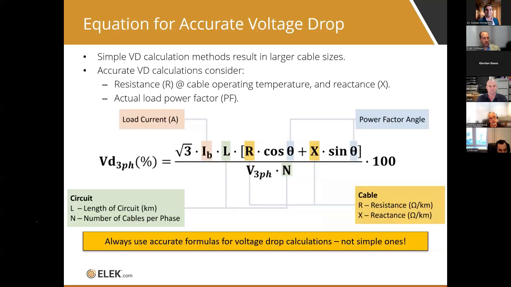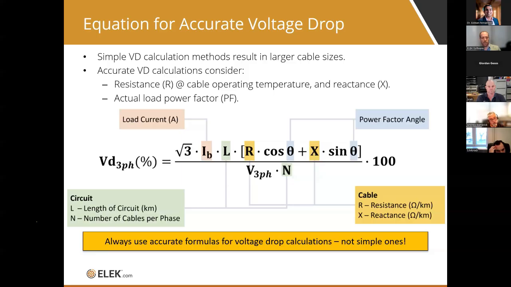This is the accurate equation for voltage drop calculation. There are lots of different equations for voltage drop. This is the one you should be using. There are simpler ones that you can use by hand, and predominantly they're taught in schools, that can be more easily used by hand, but they're not nearly as accurate.